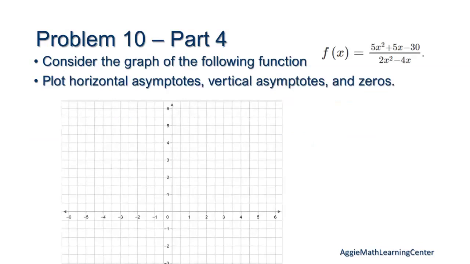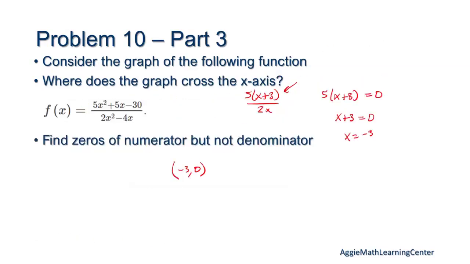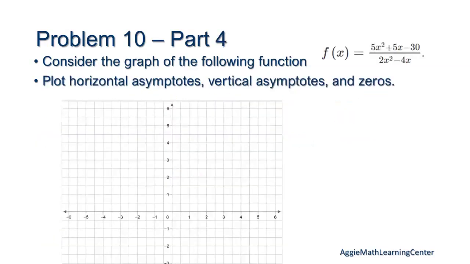And then we're going to plot the horizontal asymptotes, vertical asymptotes, and zeros. So if you remember, we had a horizontal asymptote at 5/2. So that would be 2.5. So we have one right here. And then we have a vertical asymptote at 0. And we have a zero at -3.